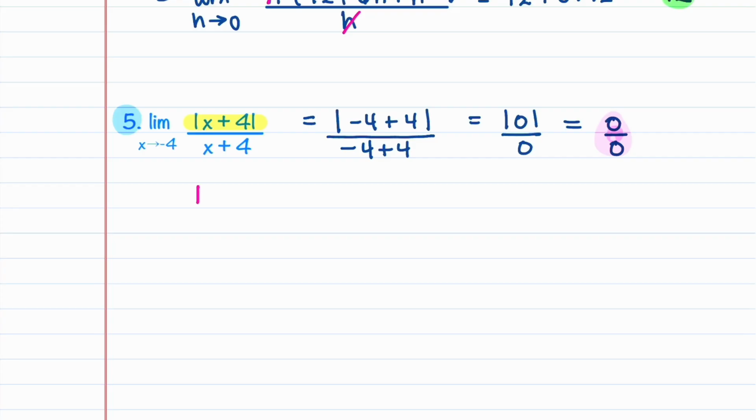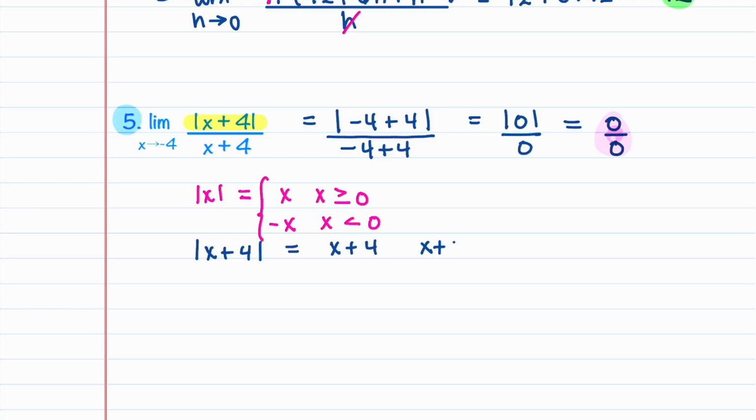Just as a review, the absolute value of x is equal to positive x when x is greater than or equal to 0, and minus x when x is less than 0. We're going to use this as a model to find out what the absolute value of x plus 4 is equal to. It's just going to be equal to x plus 4 when x plus 4 is greater than or equal to 0, and then minus x plus 4 when x plus 4 is less than 0.